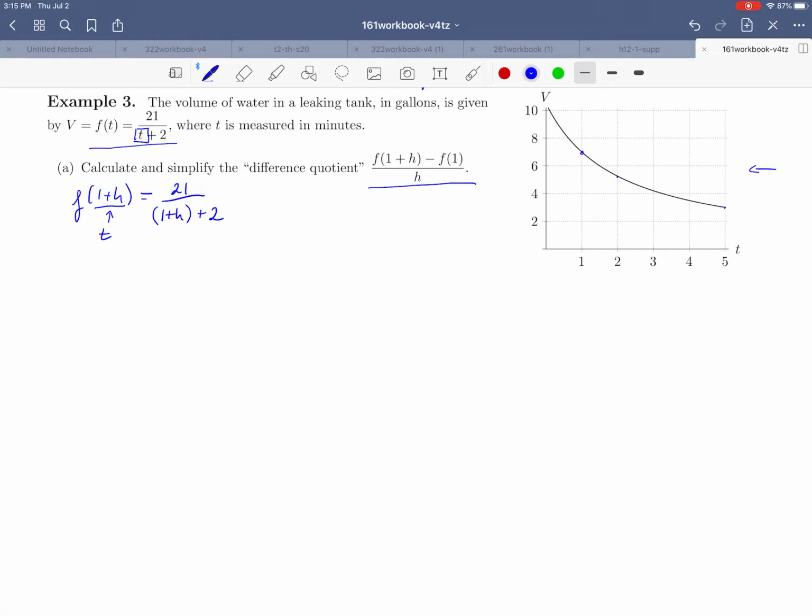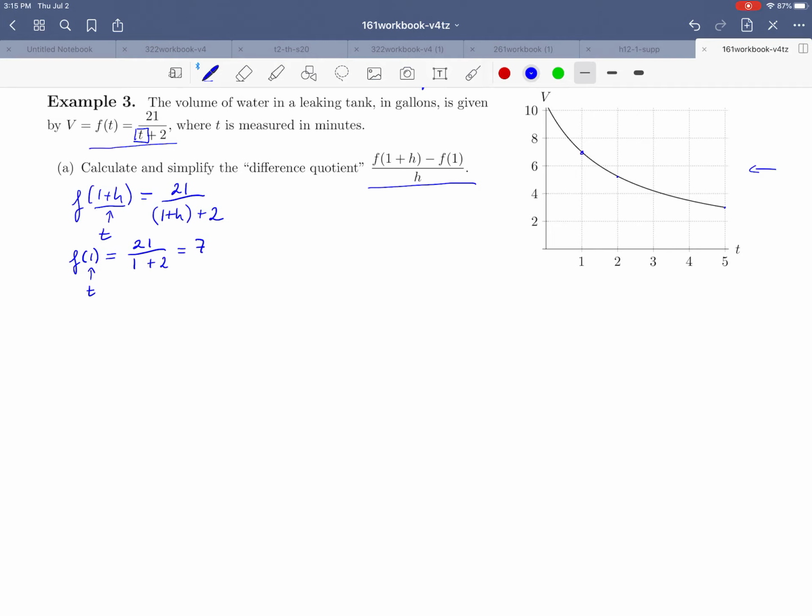Now I also need to compute f of 1, so I'm going to do that as well. F of 1, I'm substituting 1 in for t. It's a little bit easier. I have 21 divided by 1 plus 2. Same principle, t is equal to 1. I just substituted that in. 21 divided by 3, that's actually 7. That's nice. So I have f of 1 plus h, I have f of 1.